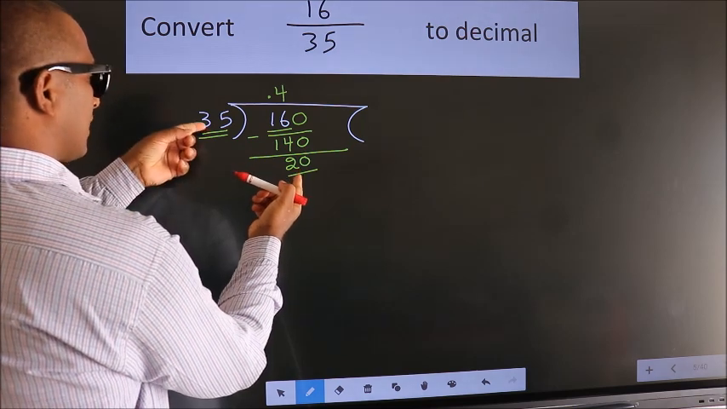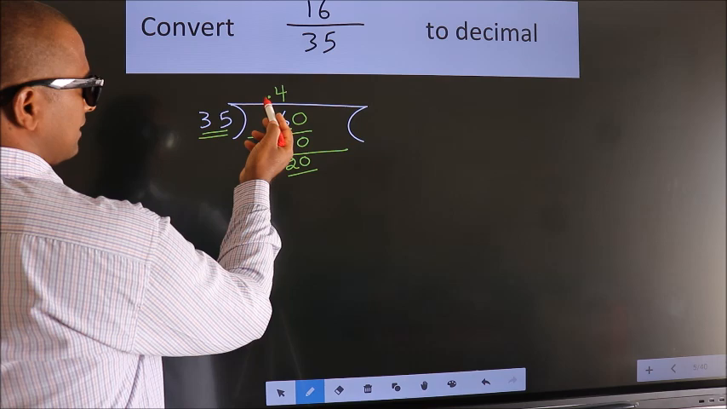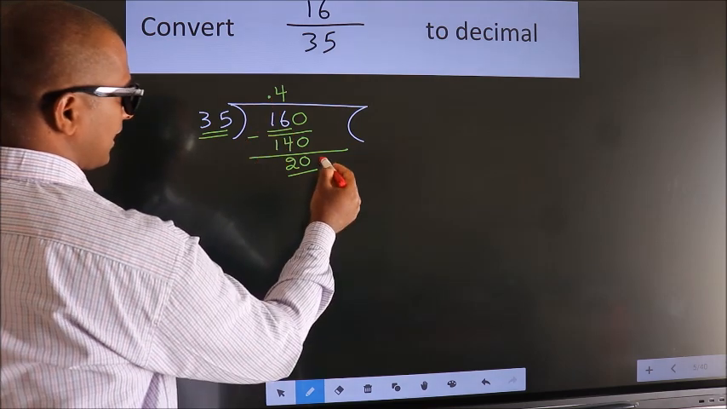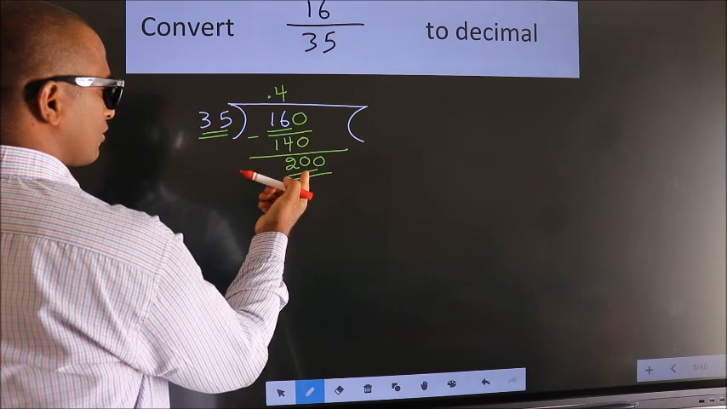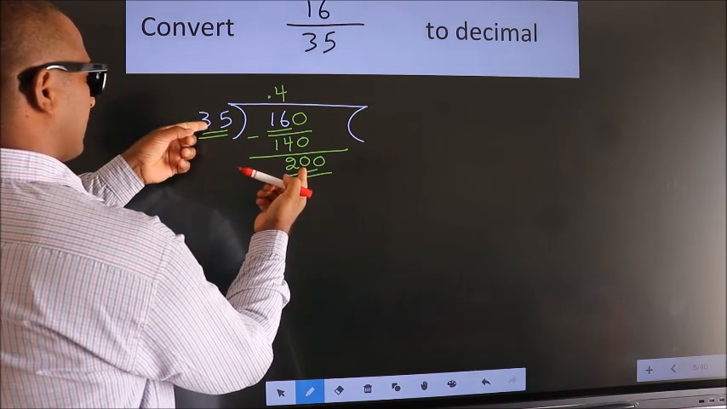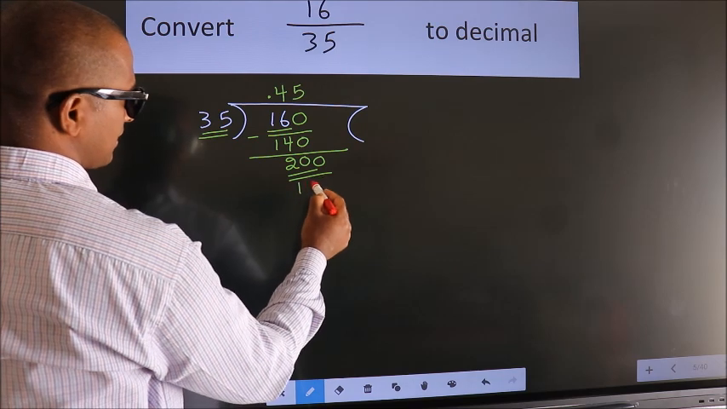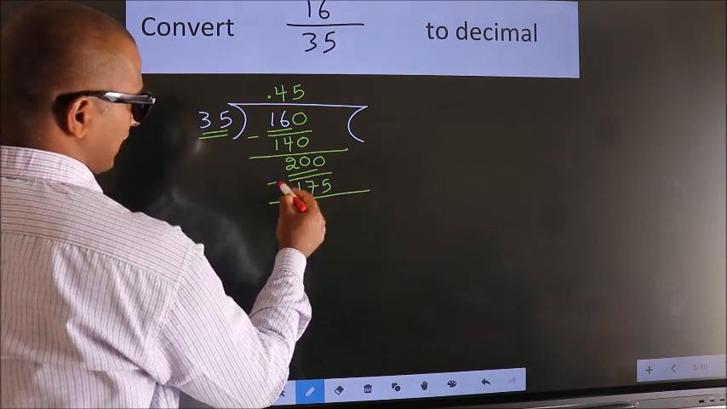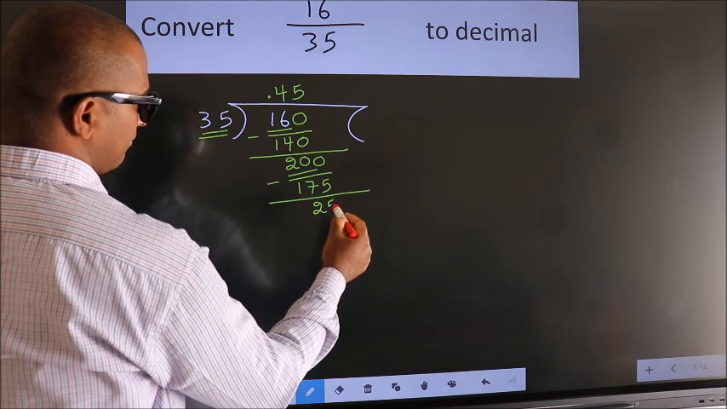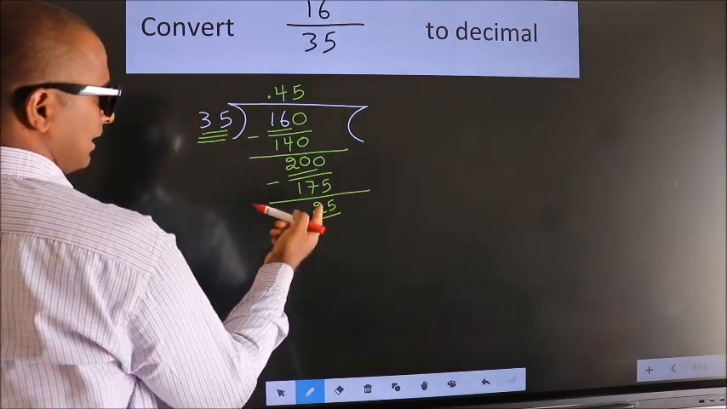20 is smaller than 35, and we already have the decimal, so we can directly take 0. So 200. A number close to 200 in the 35 table is 35 fives, 175. Now we subtract, we get 25. Here we have 25, here 35.